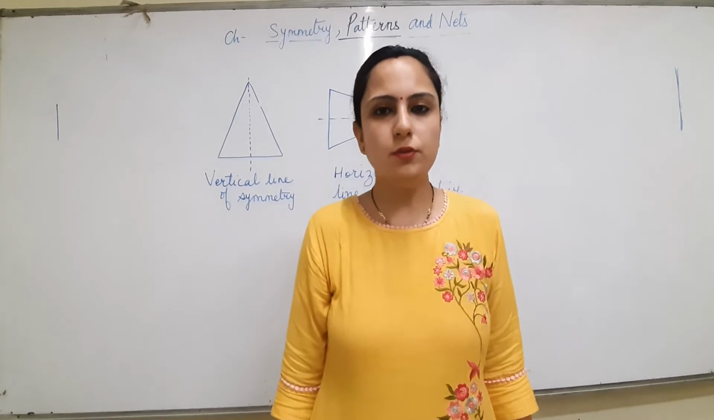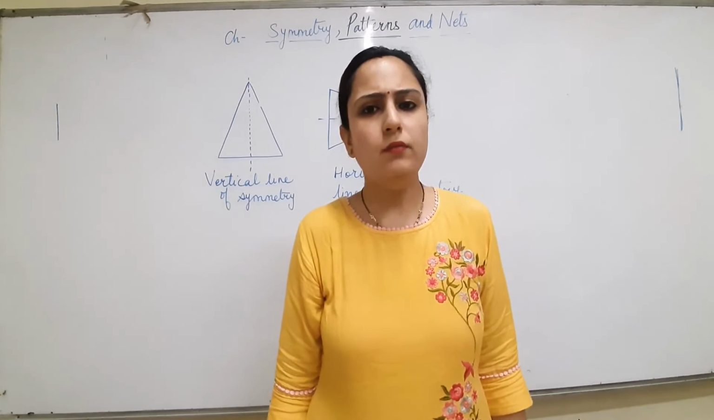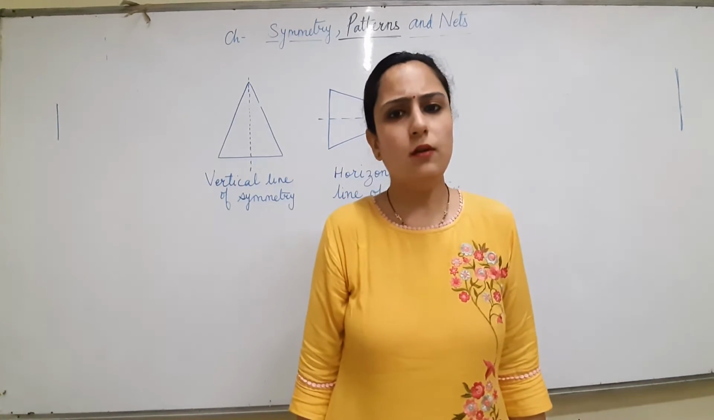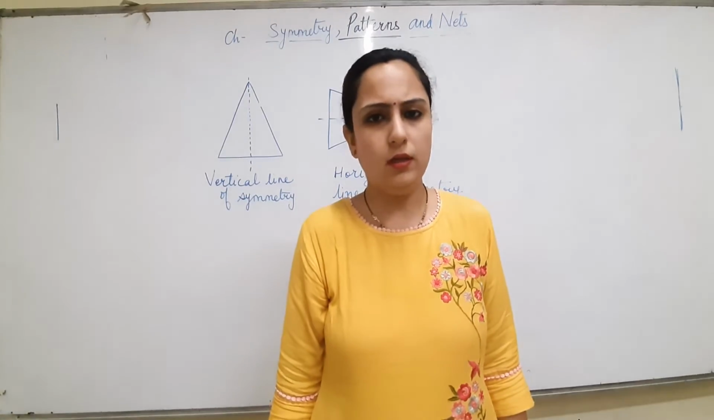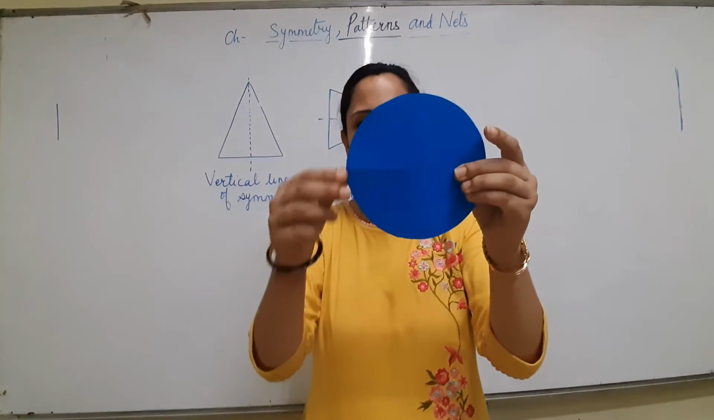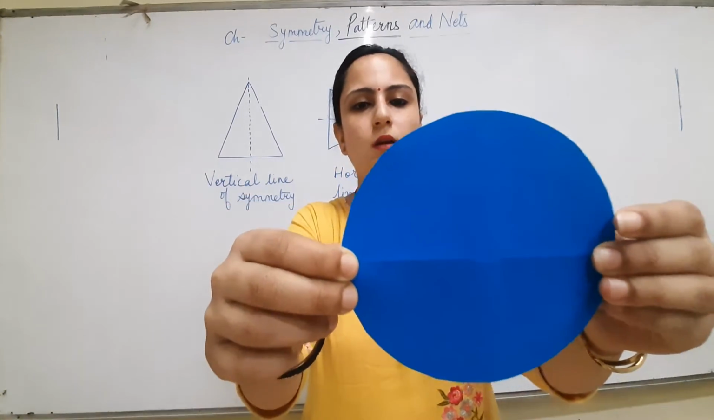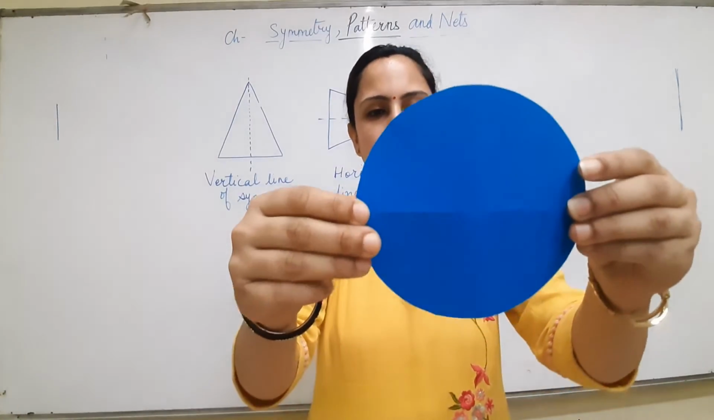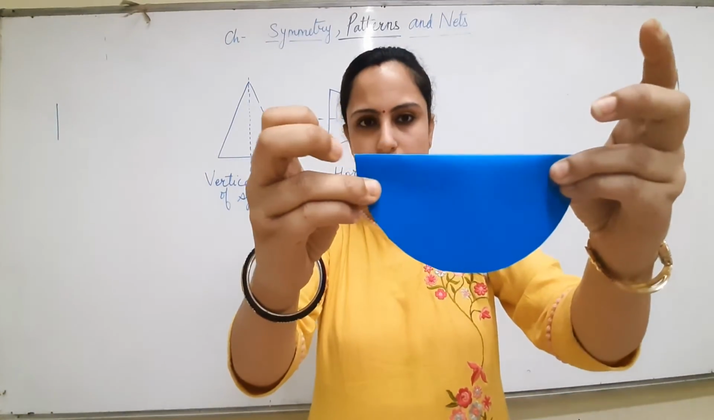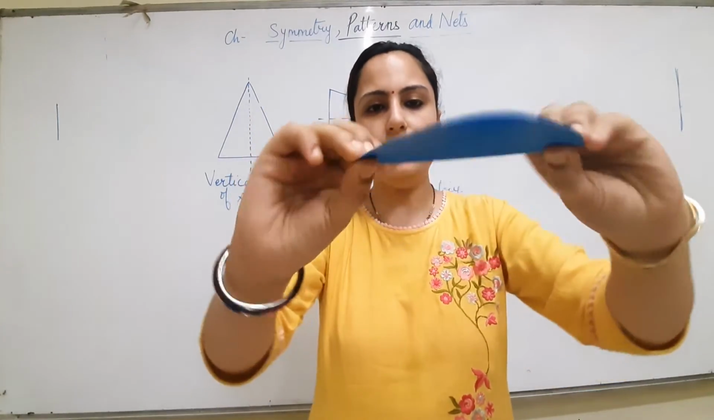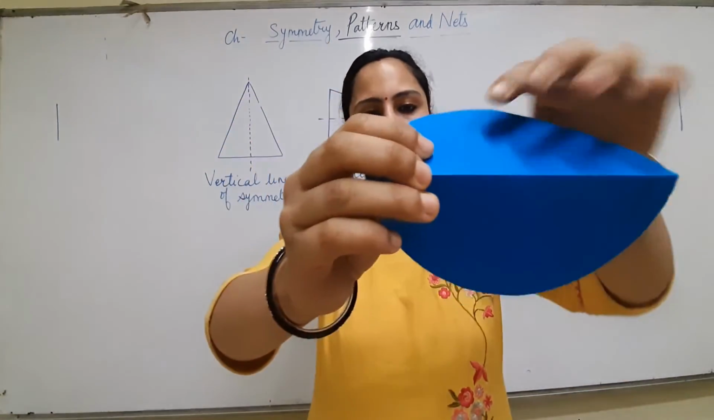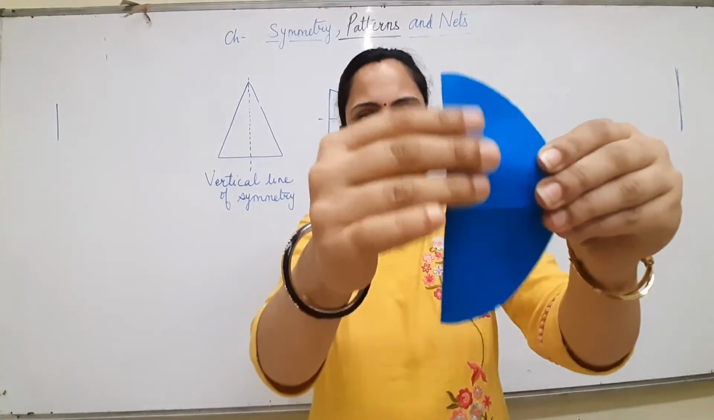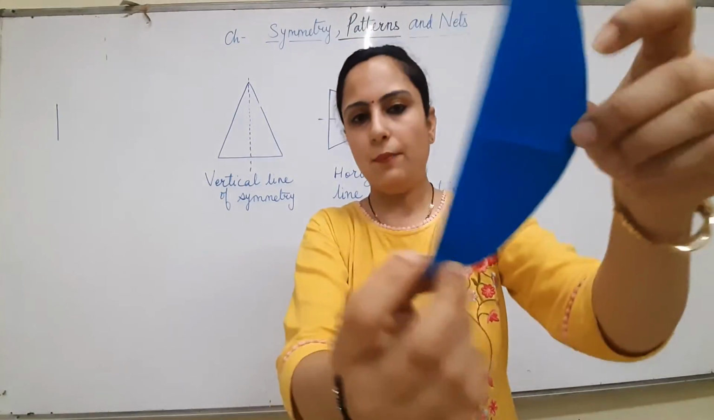Children, I have already shown you figures having 1 line of symmetry, 2 lines of symmetry, 3 lines of symmetry, and 4 lines of symmetry. Can you guess a figure having infinite lines of symmetry? What is this? This is a circle. A circle is a shape having infinitely many lines of symmetry. It can be folded like this along its diameter. See, it is exactly overlapping. Now another diameter like this. See, again it is overlapping.